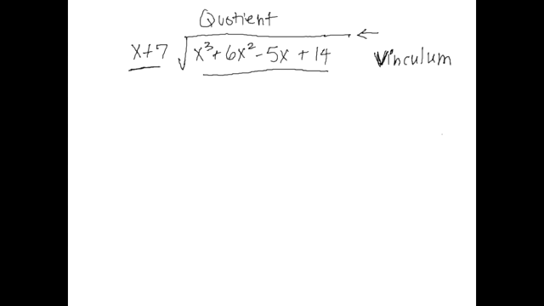And it is our hope that this problem turns out to be without a remainder, and therefore we can identify easily what one of the factors is. If we get a remainder of 0, then we know that x plus 7 was in fact a factor of the dividend.